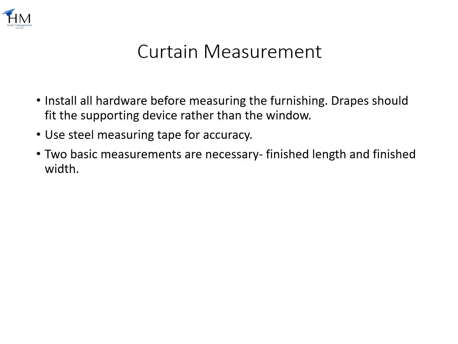Now we will discuss how to measure the curtain. There are some basic points. Number 1, install all hardware like curtain rods and hooks before measuring the furnishing. Drapes should fit the supporting device, or you can say hardware, rather than the window. Number 2, use a steel measuring tape for accuracy. Number 3, two basic measurements should be taken: finished length and finished width.